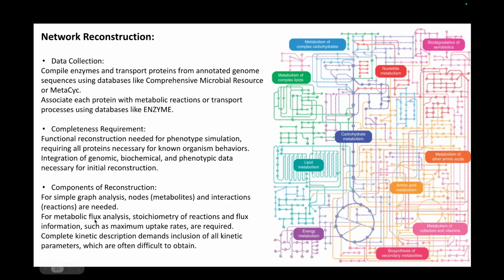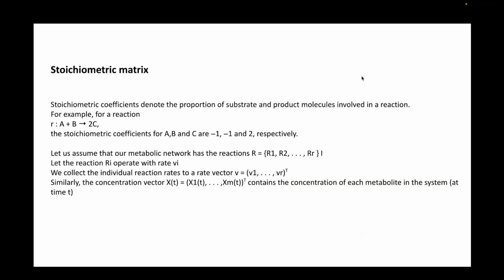And the components of reconstruction include, for simple graph analysis, these nodes which are metabolites and these interactions which are basically depicting reactions. If you do want to do further flux balance analysis, the stoichiometry of the reactions and flux information, which include maximum uptake rates, growth rate, etc., are required, and you can have the whole metabolic network.